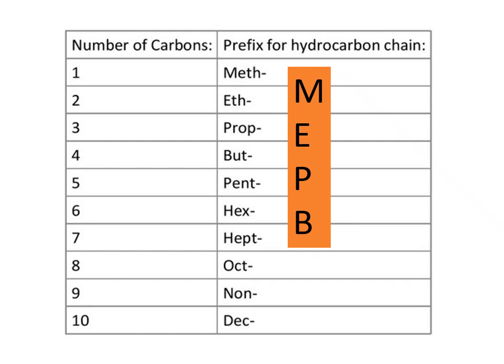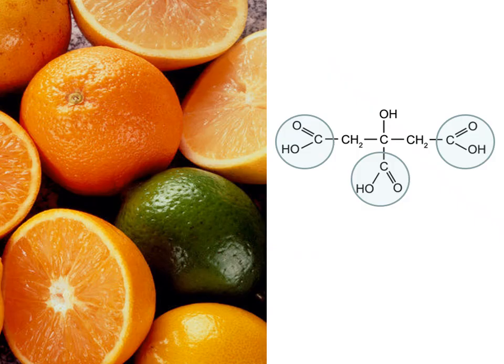Just remember that M is 1, E is 2, P is 3, and B is 4. Right, so anything with a COOH is a carboxylic acid.